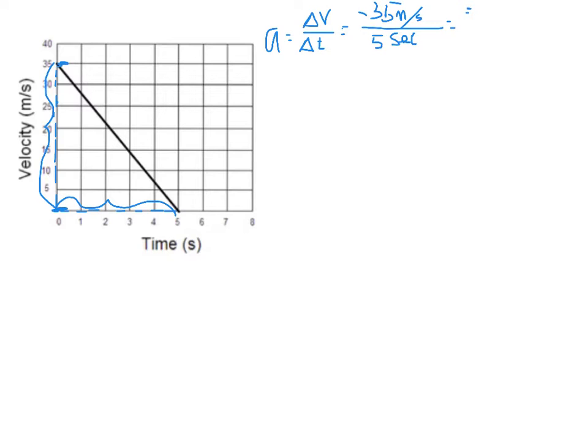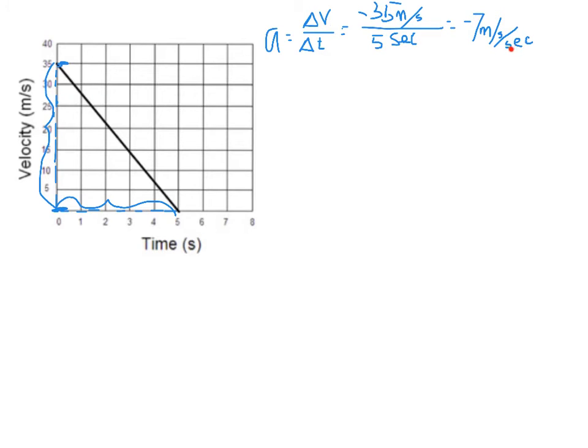Well, that is a slope of negative 7 meters per second for every second. Now, what exactly is that slope telling us? It's telling us that the velocity is changing by negative 7 meters per second, and that's happening every 1 second. So we're having a change in velocity of negative 7 meters per second for every second.